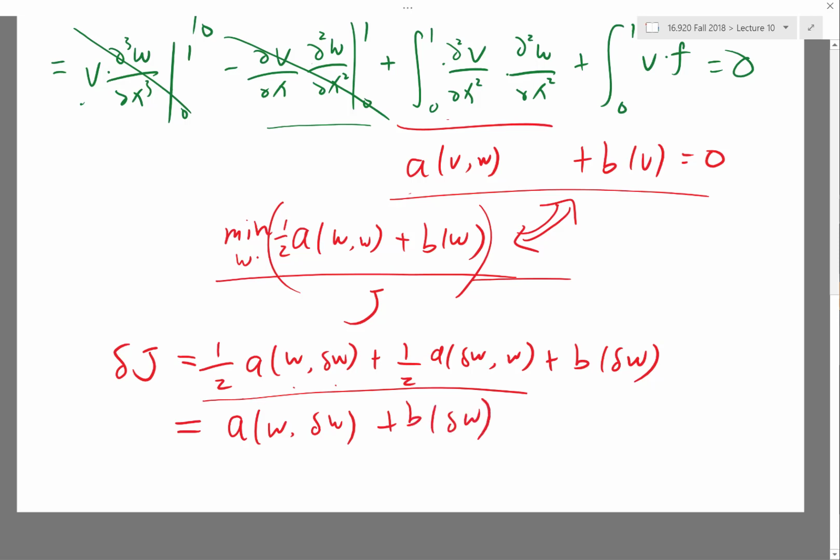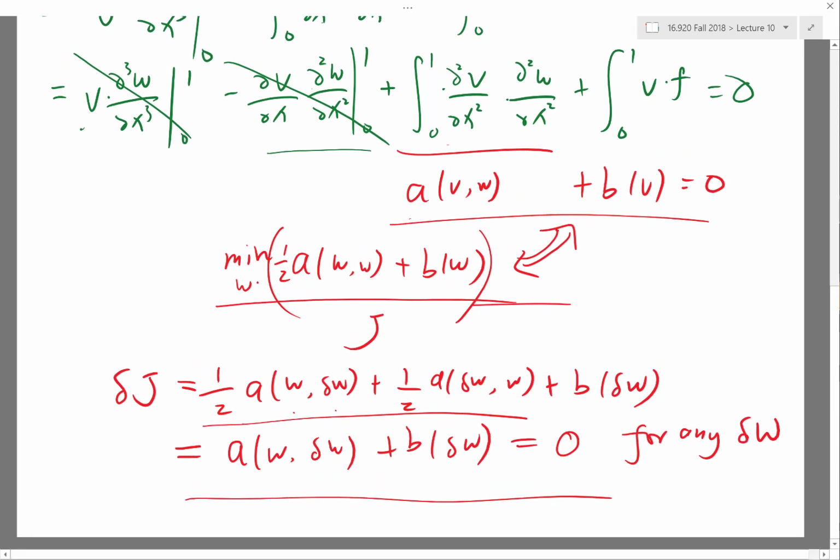So w being optimal means that when you make a small variation, the objective function is not changed to first order. If you make an infinitesimal variation, the resulting change in the objective function is equal to 0. This is the first order optimality condition for any optimization problem: basically the derivative at the optimal is going to be 0. If it's a variational optimization problem, the equivalent of the derivative being 0 is the variation being 0. So this holds for any delta w, which is the same as saying the weak form is true for any v satisfying the boundary condition. Okay?